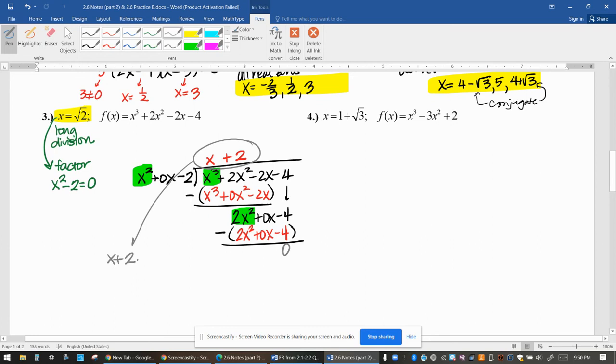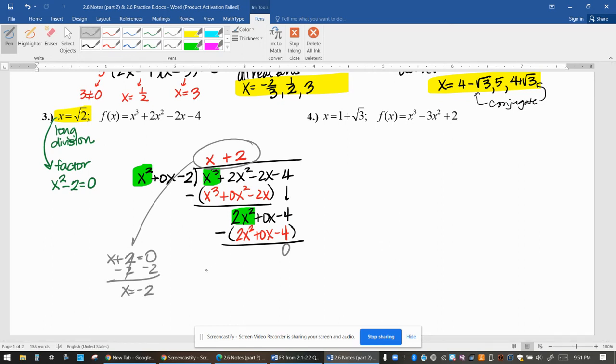When we were doing synthetic division and we got our answer for the coefficients of our answer, remember, we still had to solve that polynomial that was left. So this is a linear polynomial that's left after I divide. I have to set it equal to 0. If it was quadratic, I would have to set the quadratic equal to 0 and solve it with quadratic formula or factoring. So solve this, and you get negative 2.